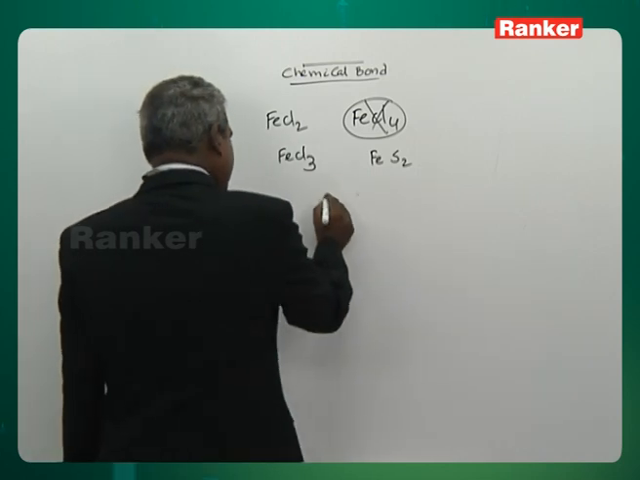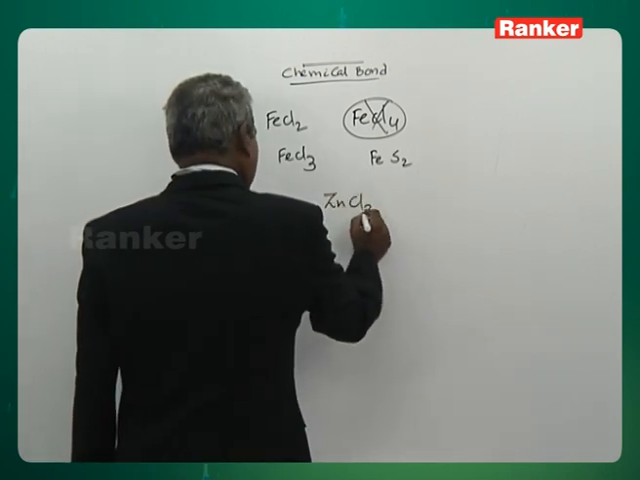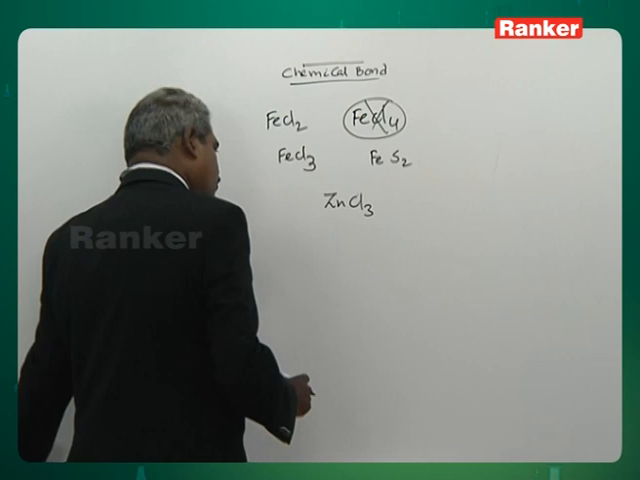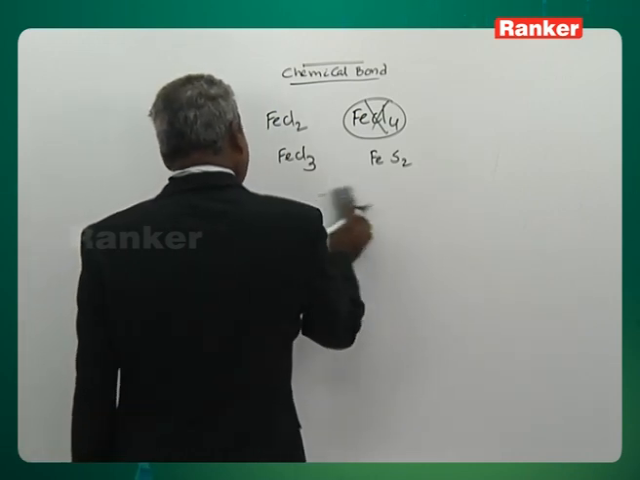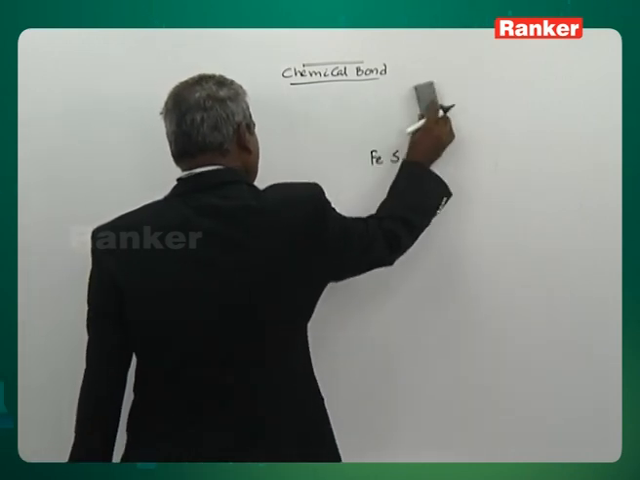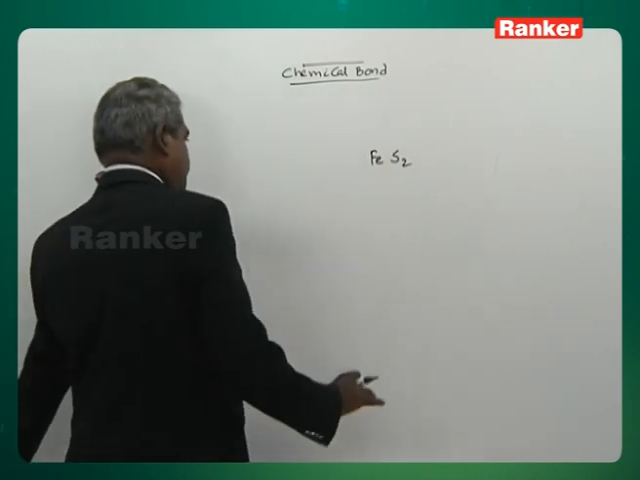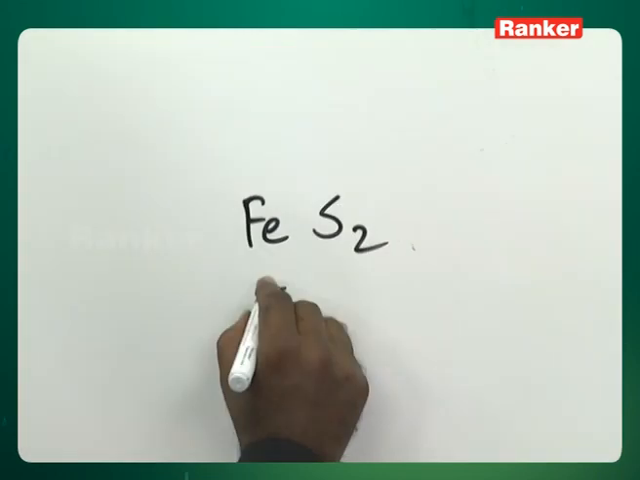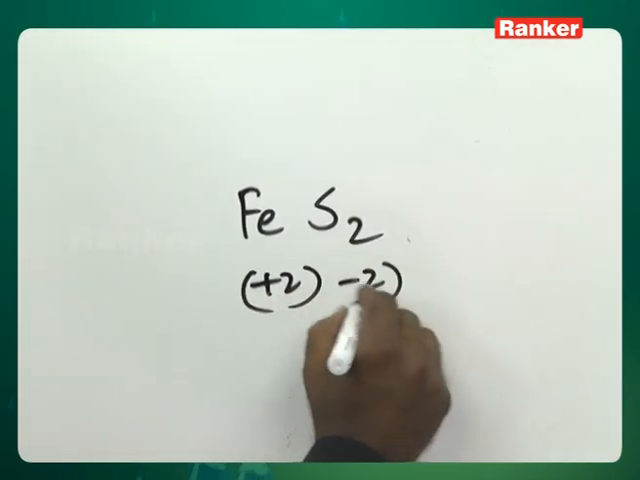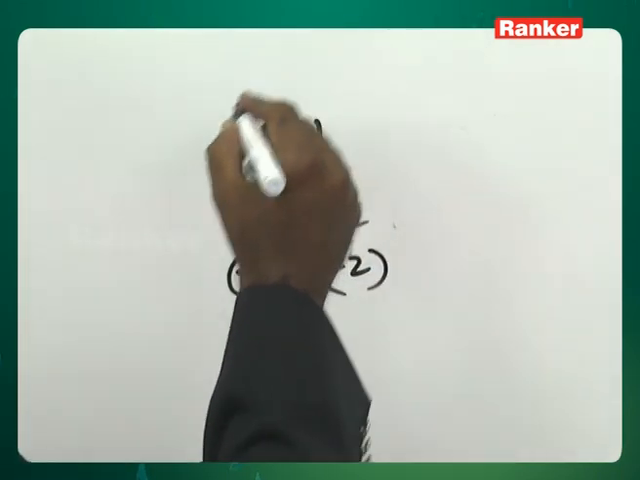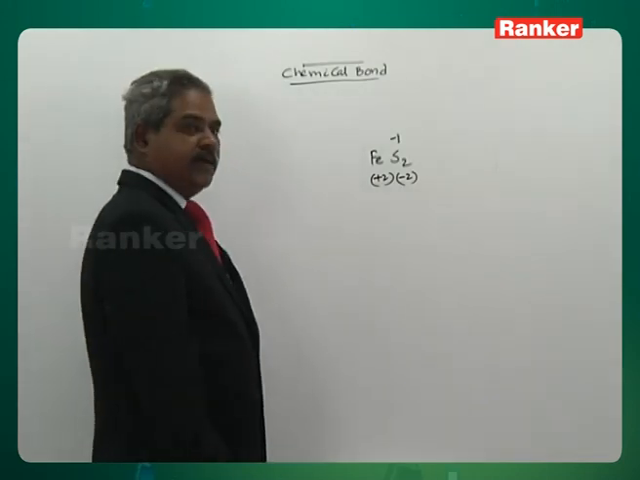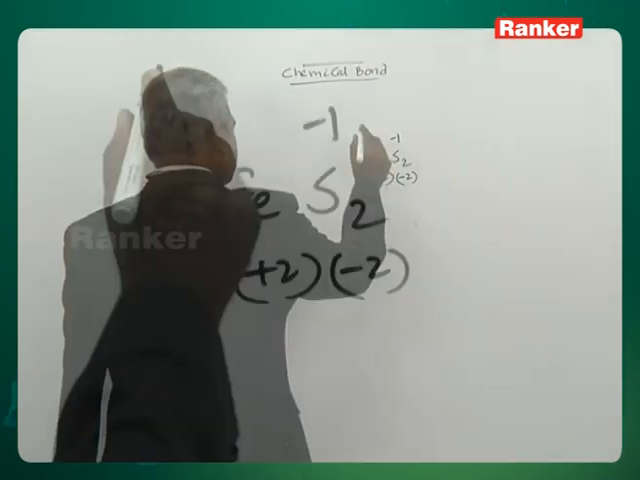Ever heard of ZnCl3? No. Most of the time you must have heard ZnCl2 only. Why haven't you heard about ZnCl3? Because it is not there. Zinc doesn't show that oxidation state. So, FeS2: iron plus 2, 2 sulfurs minus 2, each sulfur minus 1. This is a persulfide, like a peroxide.